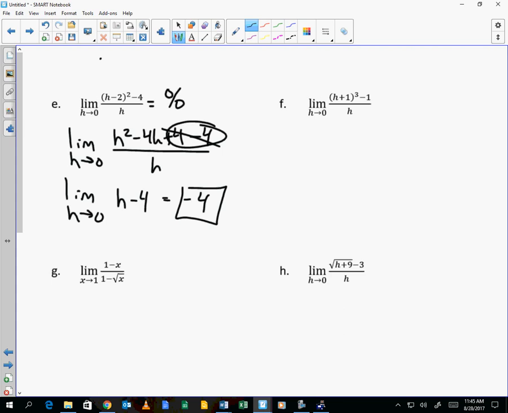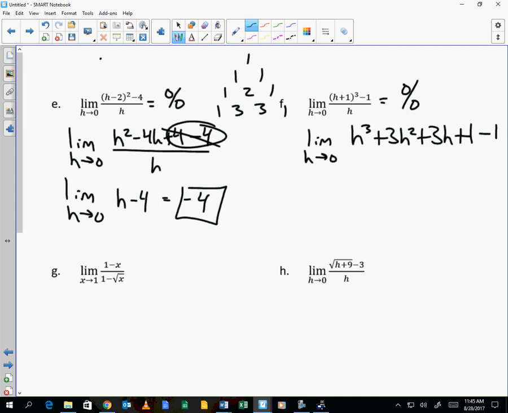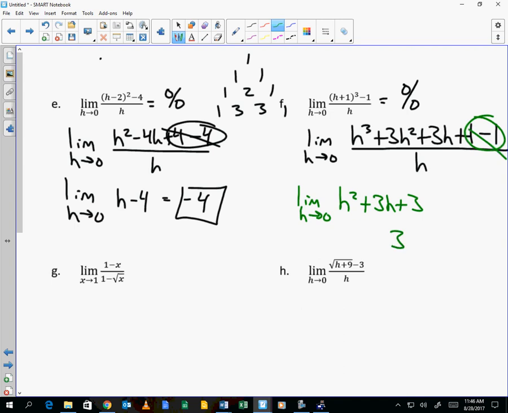Letter F, if I plug in 0 there, what happens? So what should I do? Multiply it out. Remember how to do that more quickly? Yep, thank you, Aaliyah. Pascal's triangle, binomial theorem. This could be the limit as h goes to 0 of h cubed plus 3h squared plus 3h plus 1, then minus 1, all over h. Cancel off the 1's. Emma, what would you like to do? Take out the h. h squared plus 3h plus 3. 3 is the answer. Nice job.